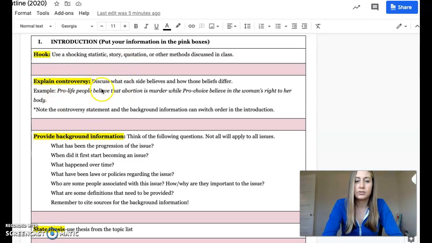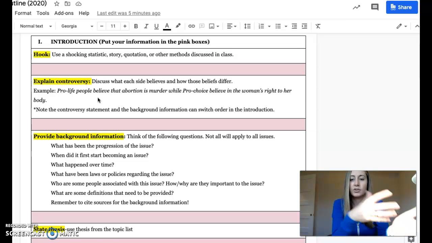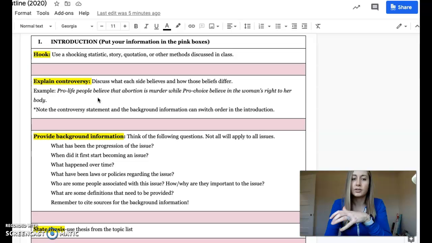And then you go down to explaining the controversy. So what is the controversy? For example, pro-life people believe that abortion is murder, while pro-choice believe in the woman's right to her body. So note that the controversy statement and the background information can switch order in the introduction. So you can explain the controversy here, or you could do the background information first, whatever you want to do. These two things can switch order. But anyway, you set up the controversy. What do some people believe versus what other people believe about your topic?